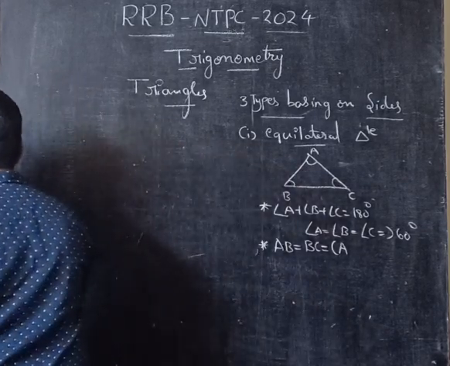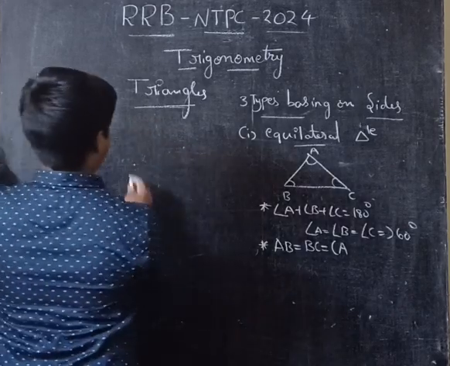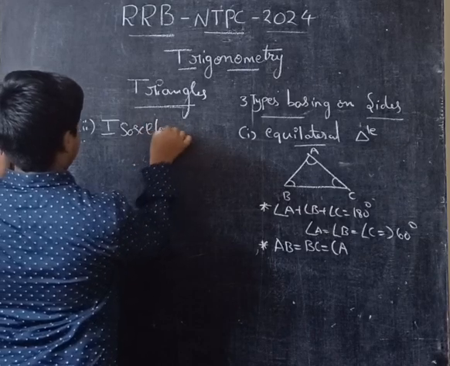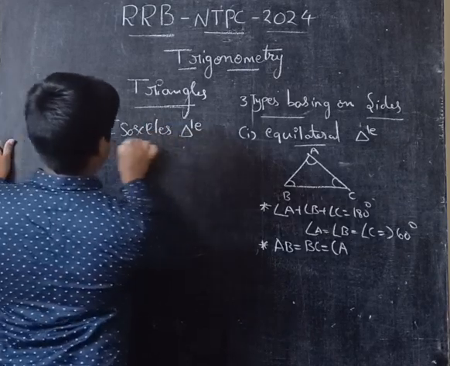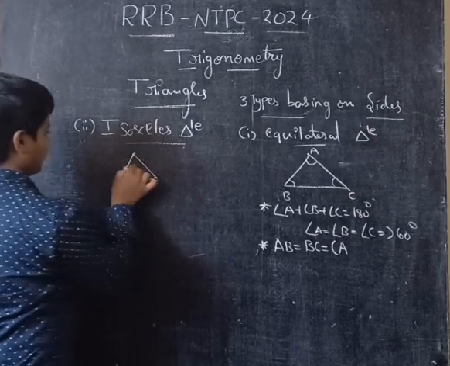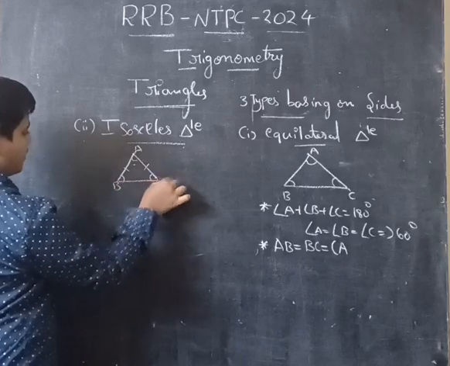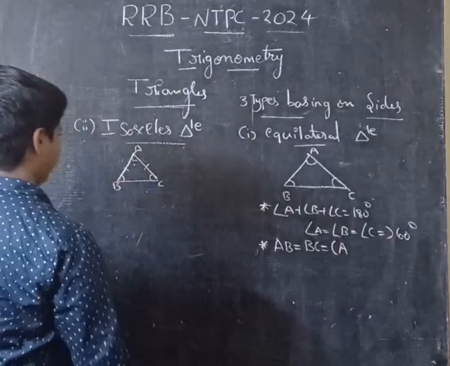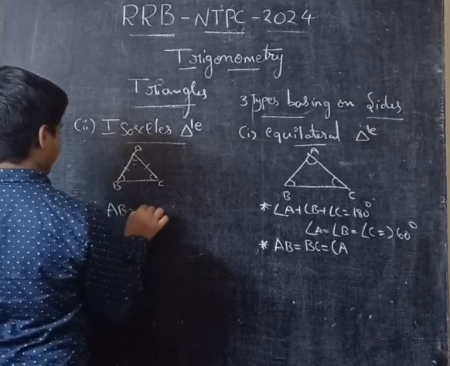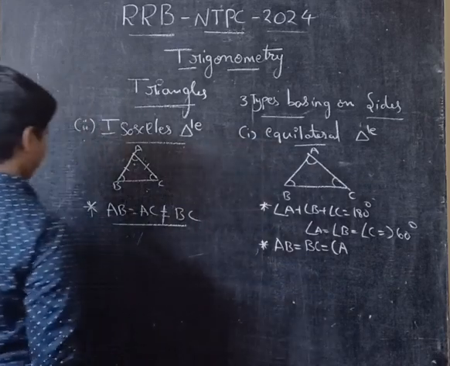And if you see the second type, isosceles triangle. Isosceles triangle. So in this, a triangle with two equal sides or two equal angles. Okay, we can say mainly two equal sides. If AB is equal to AC is not equal to BC. So this is the main property.